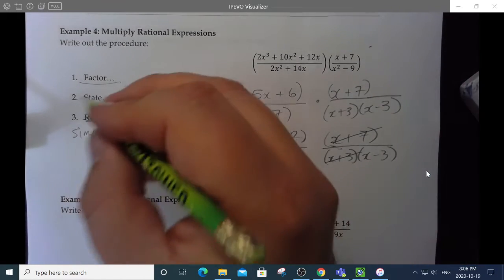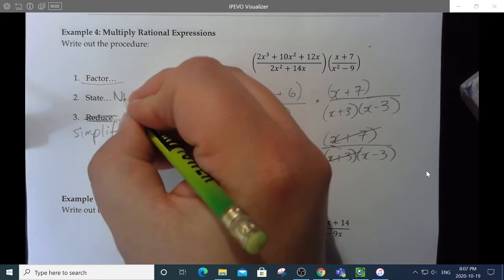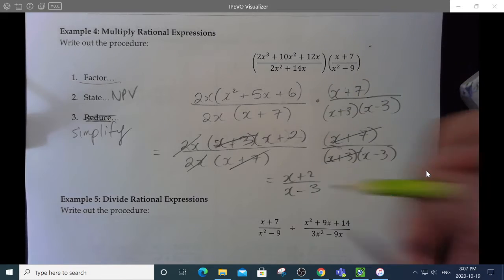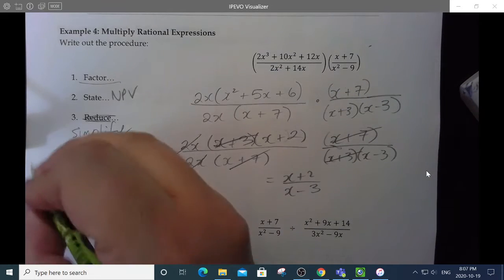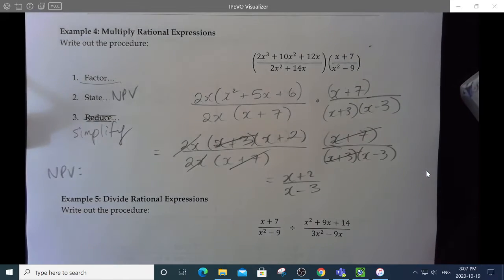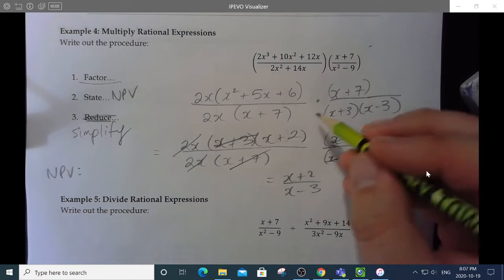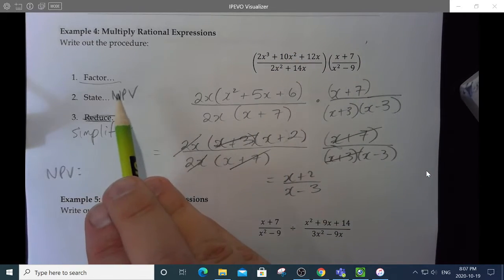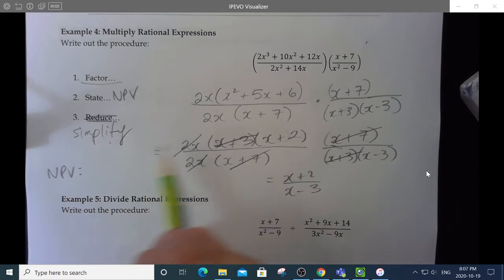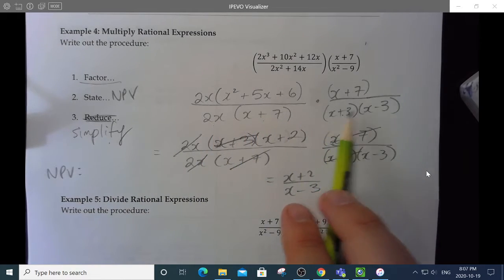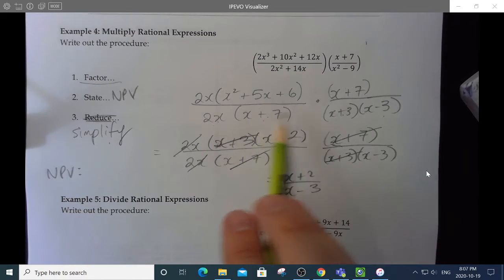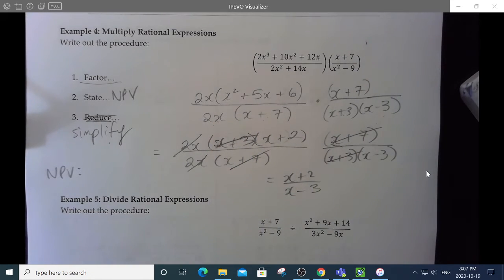Anyway, state non-permissible values. I guess I should have done that in step 2. I was so excited to do my canceling that I kind of missed that step, but I'll do it right now. The non-permissible values. Now, do I just go, oh, x can't be 3? No. X can't be anything that would have made the original thing 0. That's why it actually tells you to find the NPVs before you simplify. These denominator factors can't be 0. Not any of them. There's 4 factors here: 1, 2, 3, 4. Not a single one of those factors could be 0.